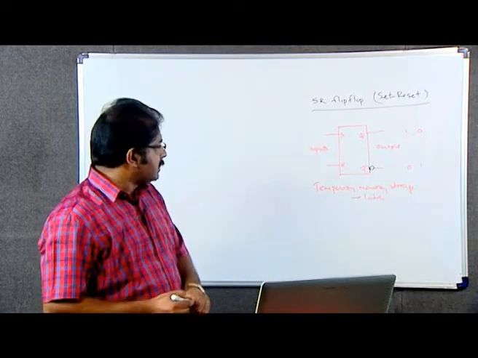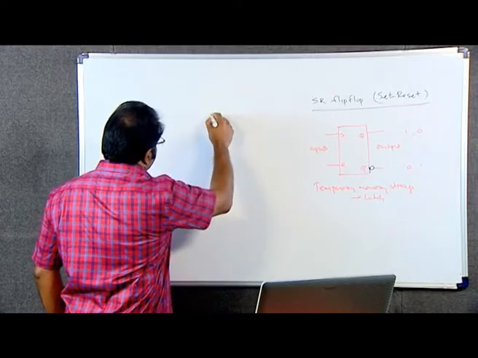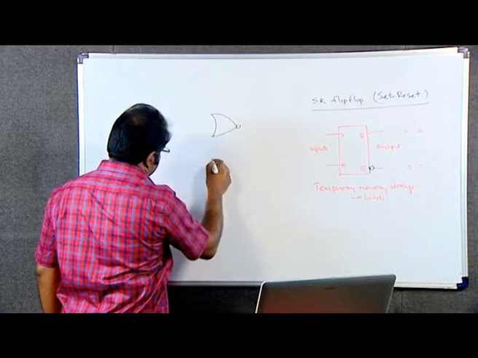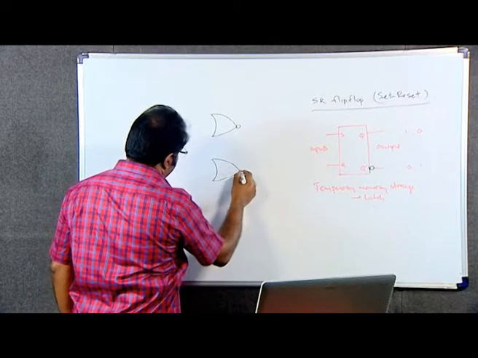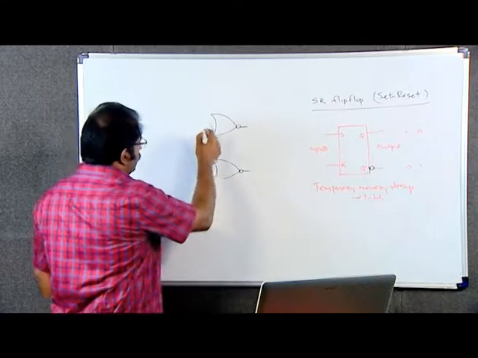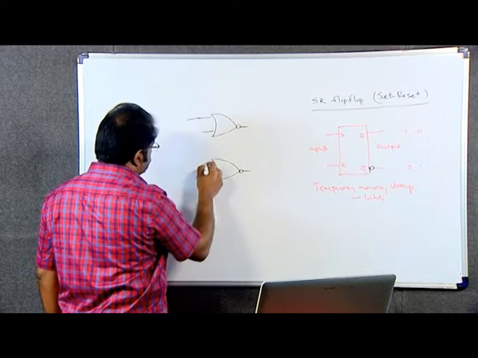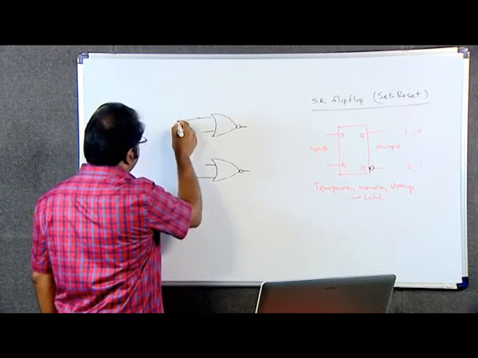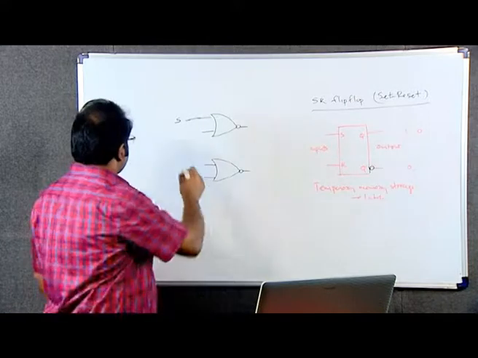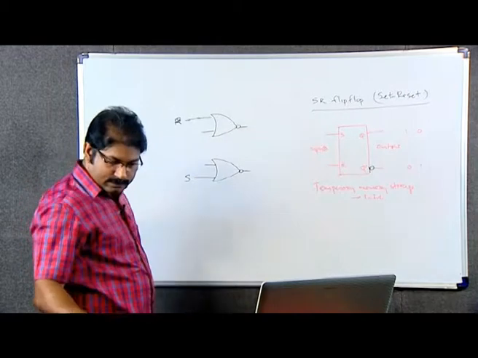The circuit goes like this. You have two NOR gates with two inputs. One input is given the name set, this is a reset actually, and the other is set.